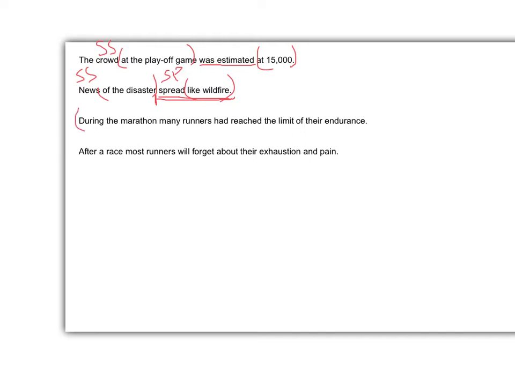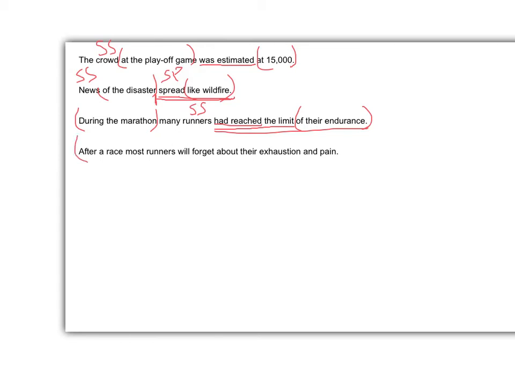During the marathon, many runners had reached the limit of their endurance. Now I really just have this section here left to look at. Many runners is the simple subject, and then had reached the limit, had reached ends up being my simple predicate. Had reached. How about that for confusing with all those lines?